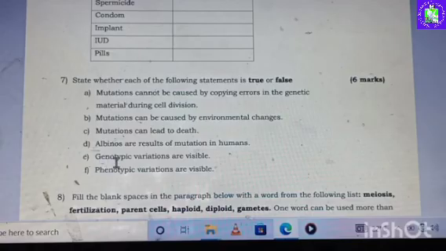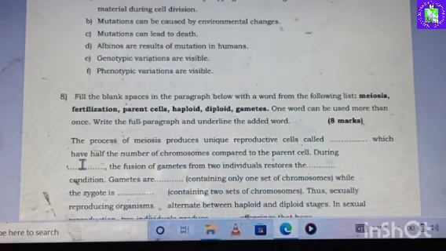E. Genotypic variations are visible? No, because the variation which is visible is phenotypic variation. It means for question E, it is false. The last one, phenotypic variations are visible. Yes, of course, it is true. Let me go now with question number 8.